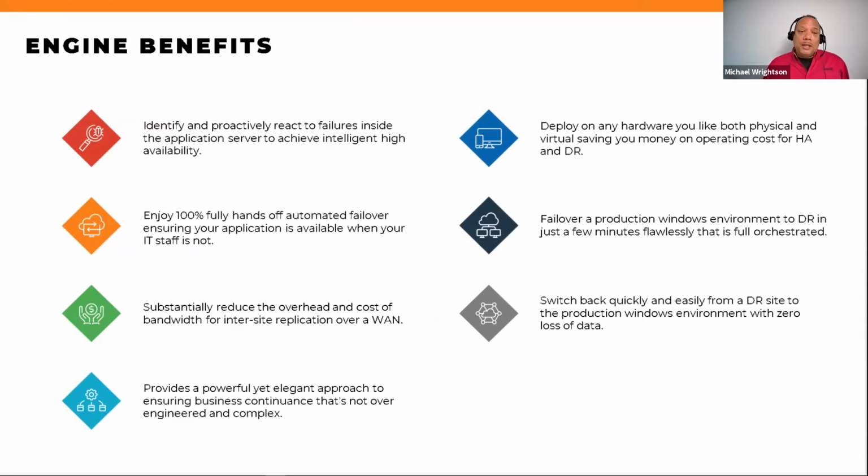When you look at the intelligent high availability, it's designed to identify and proactively react to these types of failures. It gives you a 100% hands-off approach. In a local HA, it's fully automated. In Chris's case, he was away, and he was able to just push a button and move his operations just ahead of the storm. The automation and orchestration process is really second to none.